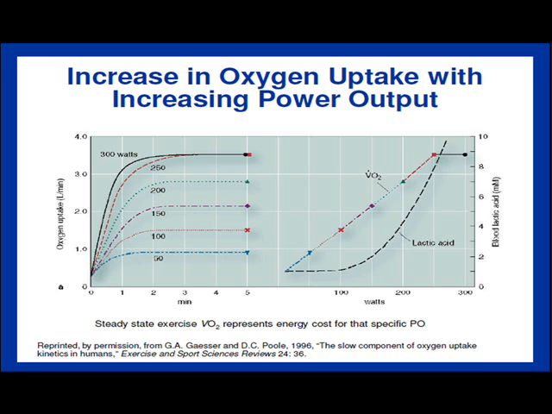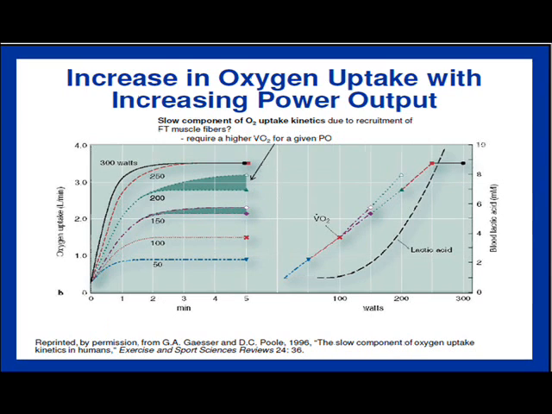So a steady state exercise VO2 represents the energy cost for that specific power output. Okay? All right. The question is, does that really occur? Well, yes and no. At the low power outputs, yes. At 50 and even 100 watts, we do reach a true steady state, which you see here.